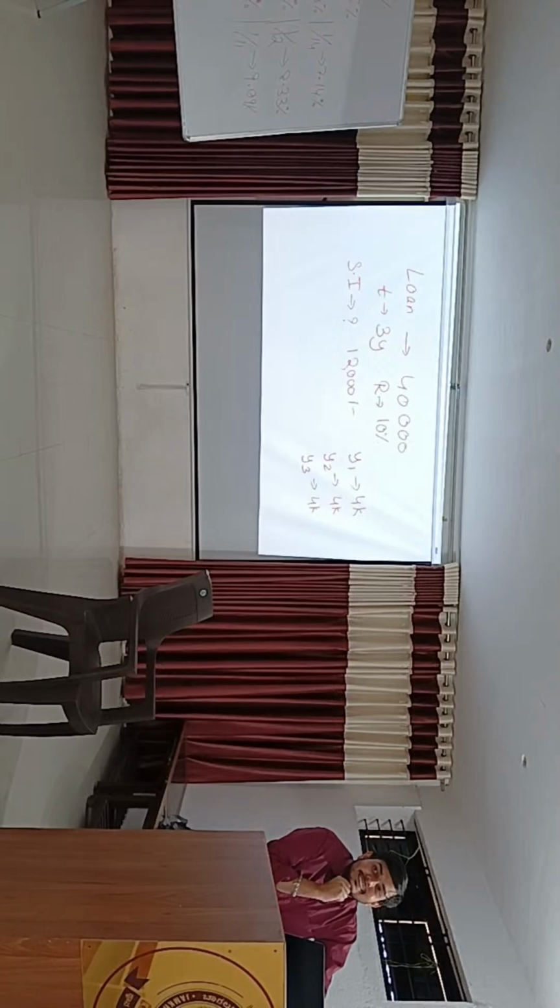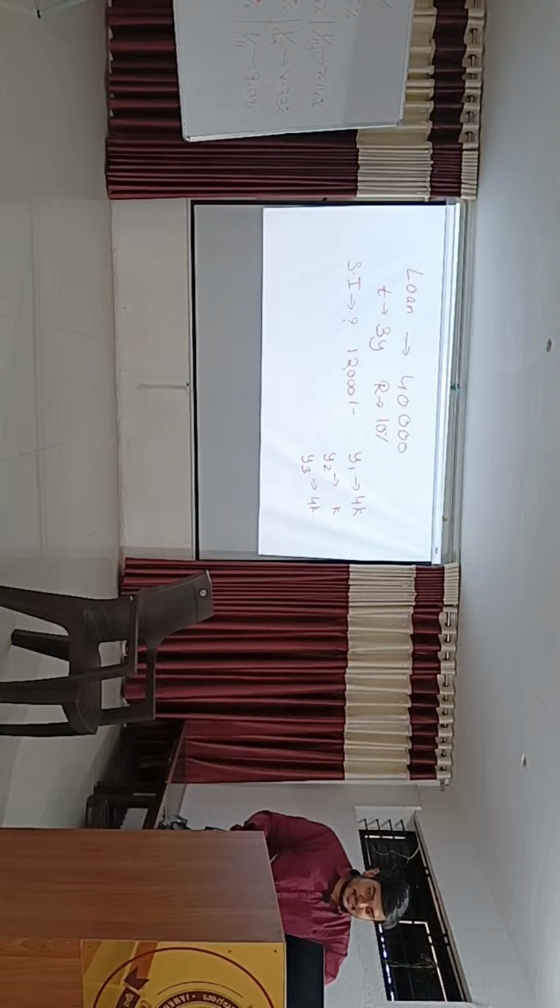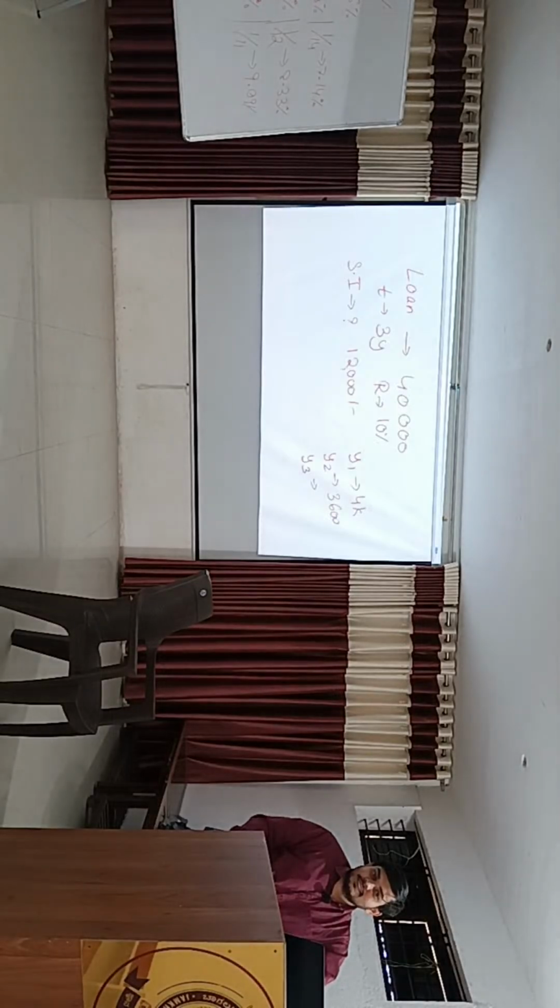3,600 comes back after the first year. In the second year you will give 3,600, which is 400 less. Third year, 3,200.